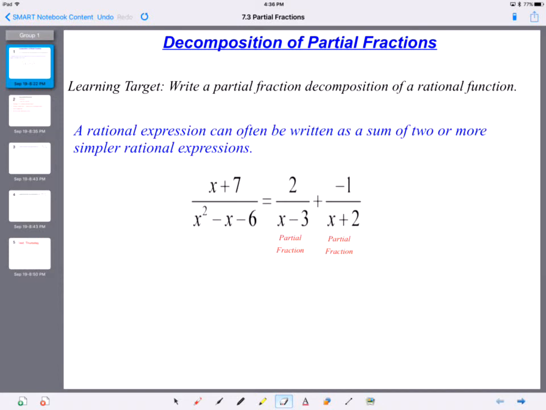Welcome to decomposition of partial fractions. What we're going to do today is take a rational expression and rewrite it as what we call partial fractions. So usually we work in this direction: we take two partial fractions and add them together to create one rational expression. But today we're going to go the other way. We're going to take a rational expression and break it up into what we call partial fractions.